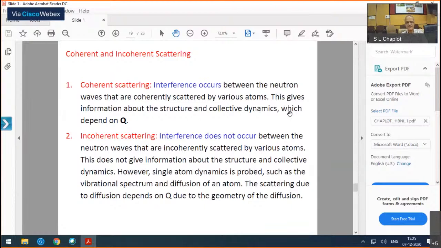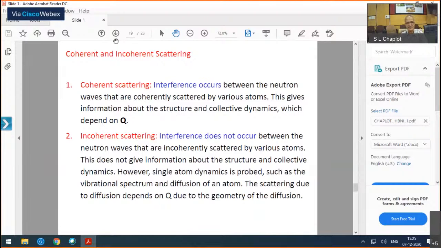Because of this interference, this gives us information about the structure or the collective dynamics of different atoms, which obviously, given the interference pattern, depends on the wave vector transfer. For example, in the case of Bragg reflection, the diffraction, we know that the interference gives rise to the Bragg condition.